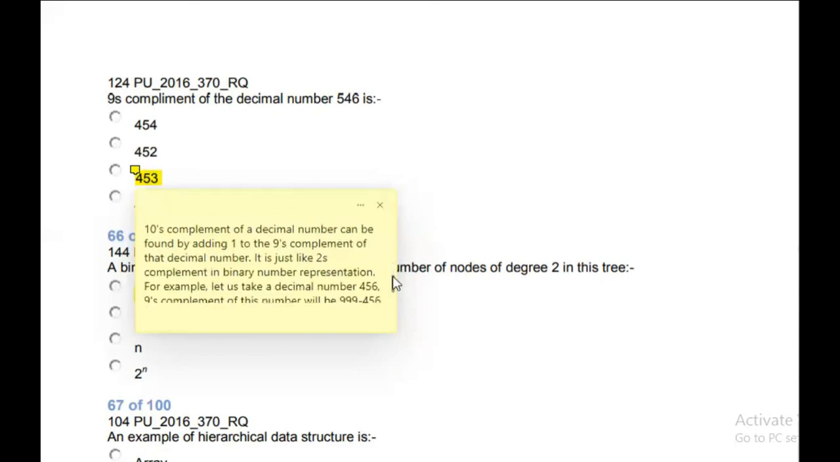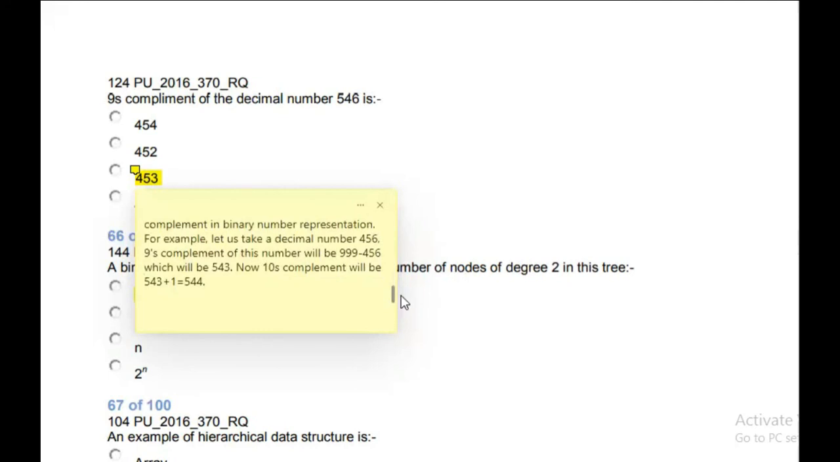Tens complement of a decimal number can be found by adding 1 to the nines complement of that decimal number. It is just like 2's complement in binary number representation. For example, let us take a decimal number 456. Nines complement of this number will be 999 minus 456, which is 543. Now tens complement will be 543 plus 1, which is equal to 544.